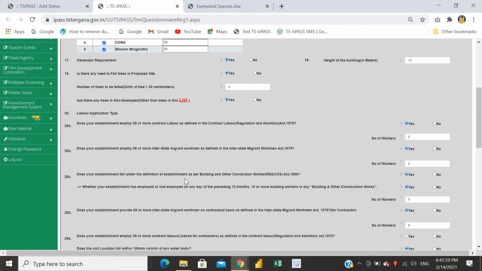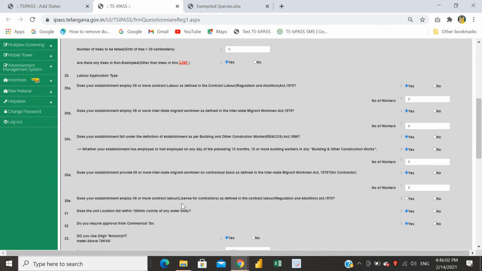Now the questions are relating to the labor application. See, this is one of the gray areas. Many of us are totally confused about when and where these labor approvals come into the picture. So first of all, let me tell you how many types of permissions, or approvals, we are giving under the labor department.